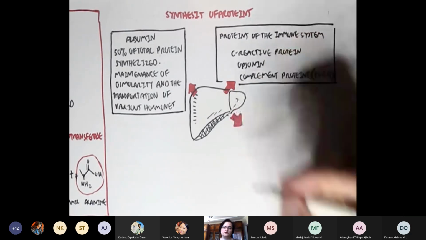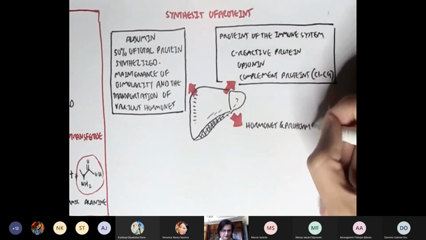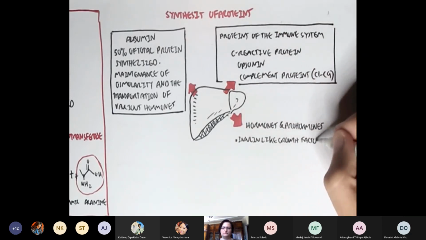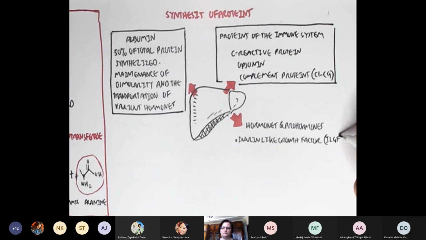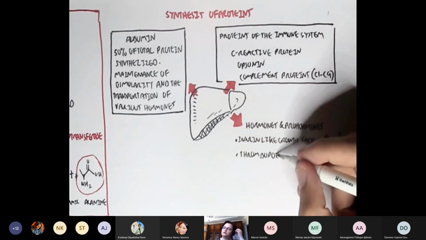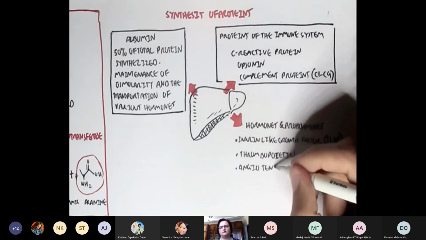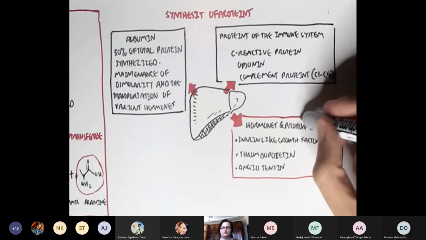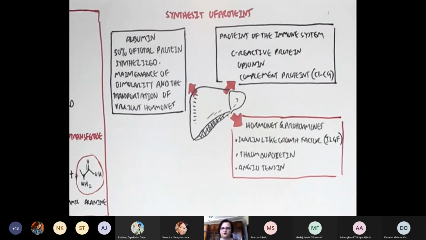The liver also synthesizes various hormones and prohormones, such as insulin-like growth factor, IGF, not ILGF, sorry, it's IGF. IGF is important for growth and also has anabolic effects. The liver also produces thrombopoietin, which is important in platelet production. Platelets are important for hemostasis, for fixing up blood vessels. The liver also produces another hormone known as angiotensinogen. Angiotensinogen is part of a big system known as the renin-angiotensin-aldosterone system. This system helps regulate blood pressure.